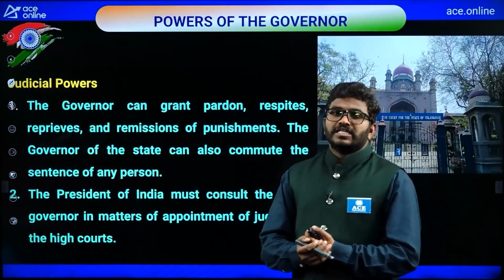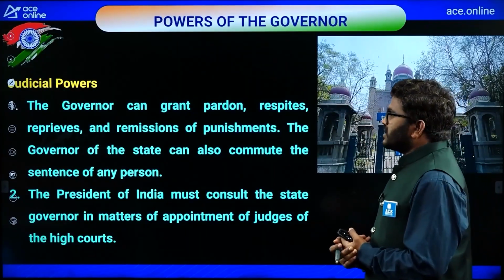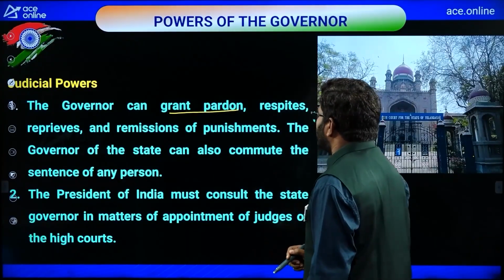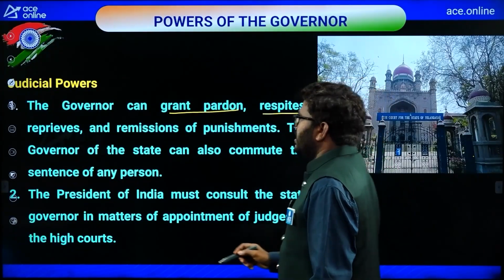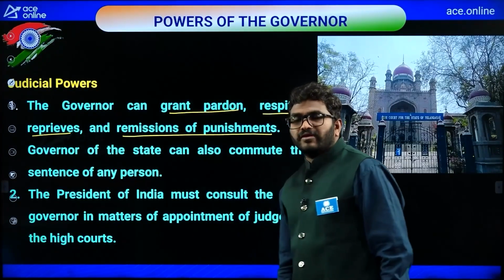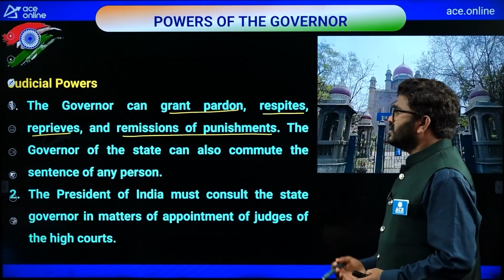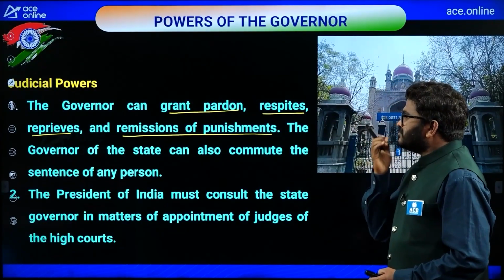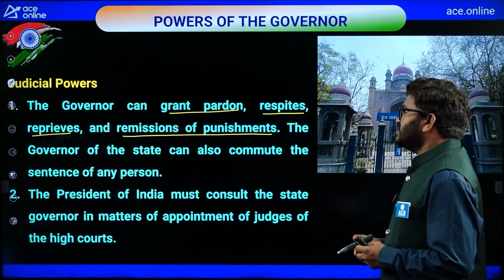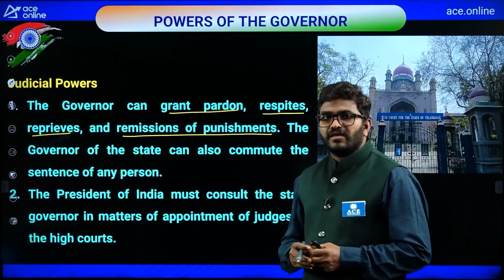Now next, you can see the judicial powers of the governor. The governor can grant pardon, respites, reprieves and remission of punishment. Same as the president, the governor also has some powers regarding punishments. Now, the governor of the state can also commute the sentence of any person.